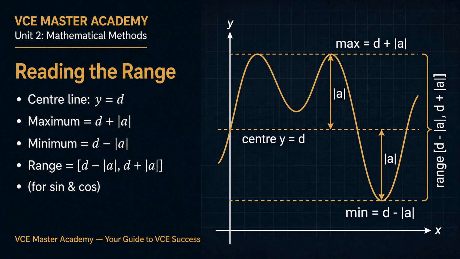Now, how do we read the range quickly? The center line is y equals d. From there, the wave goes up by the amplitude and down by the amplitude. So the maximum is d plus the size of A, and the minimum is d minus the size of A. The range is everything in between, from d minus the size of A to d plus the size of A.